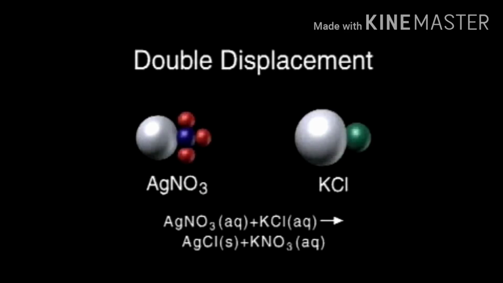In a double displacement reaction, the anions and the cations of two ionic compounds interchange to form two new ionic products.